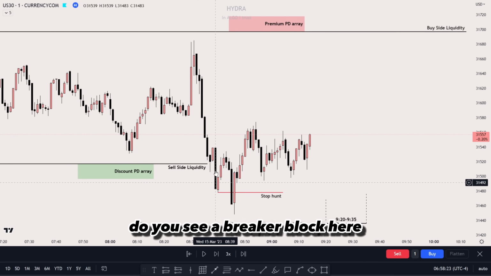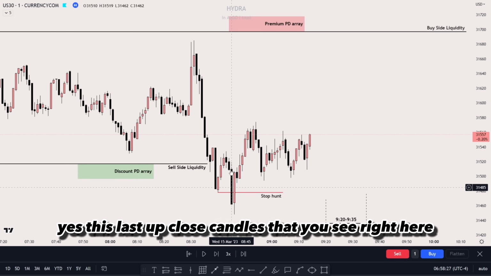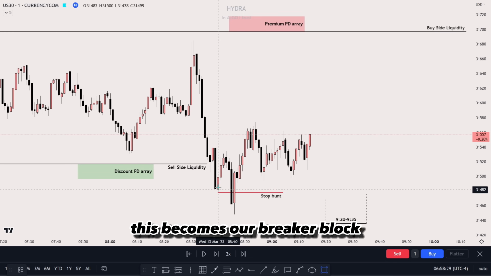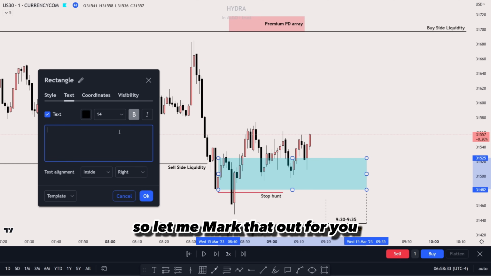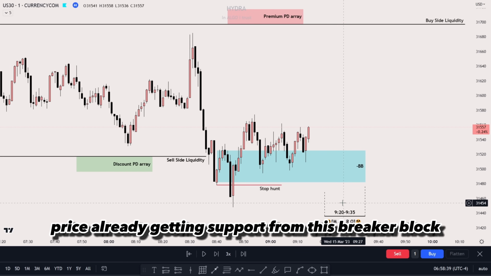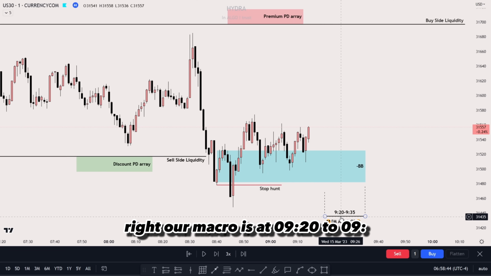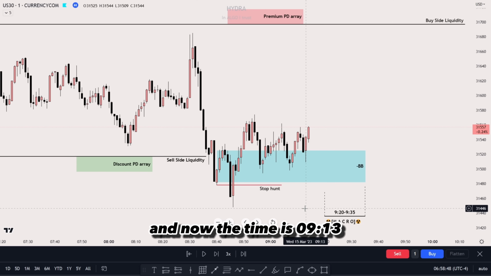Do you see a breaker block here after this stop hunt? Yes, these last up close candles that you see right here, these become our breaker block. So let me mark that out for you. And what do you see here? Price is already getting support from this breaker block before even our macro zone started, right? Our macro is at 9:20 to 9:35, and now the time is 9:13. So we are not engaging.